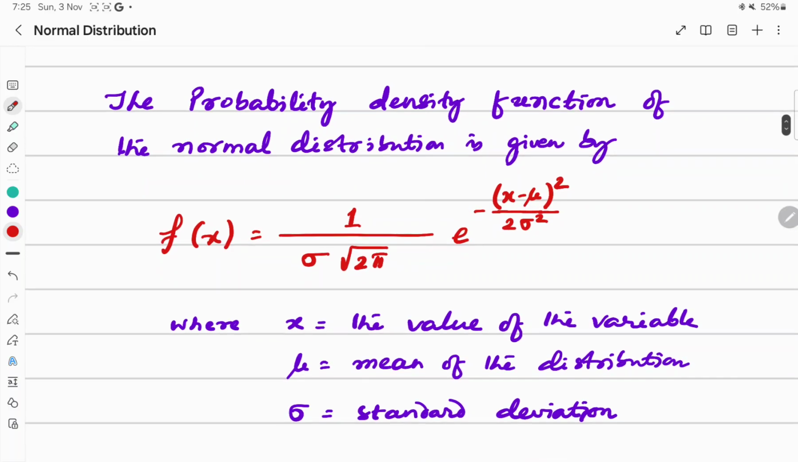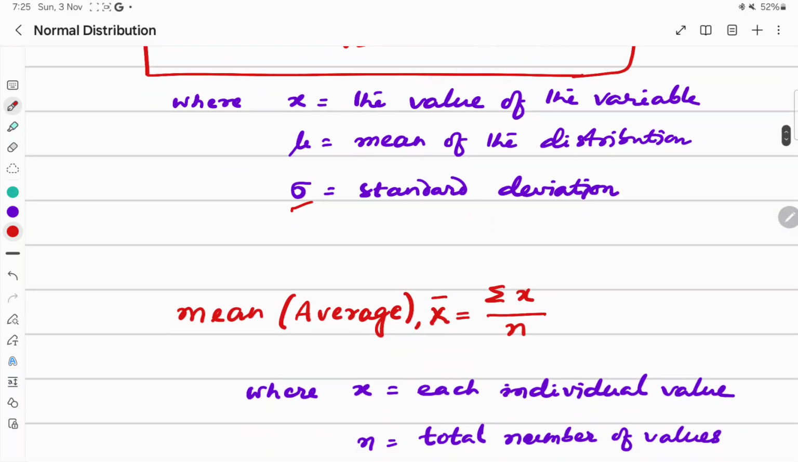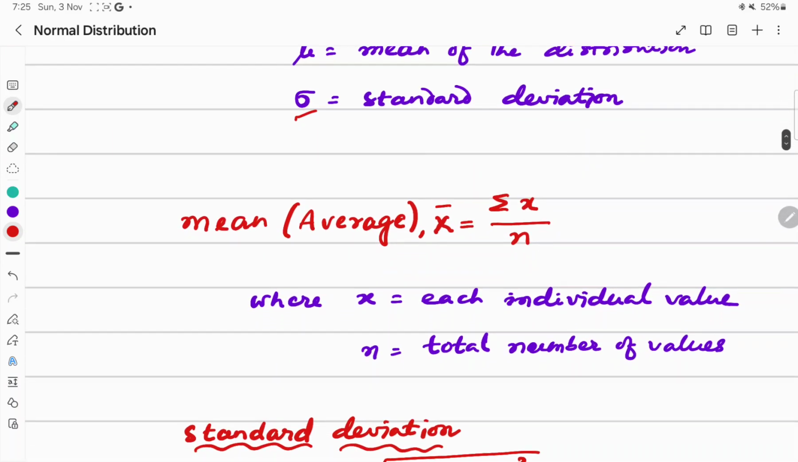For probability density, the function we can calculate using this formula, where x is the value of the variable, mu is the mean of the distribution, and this is the standard deviation. Mean, or the average, is the sum of each individual value divided by the total number of values.